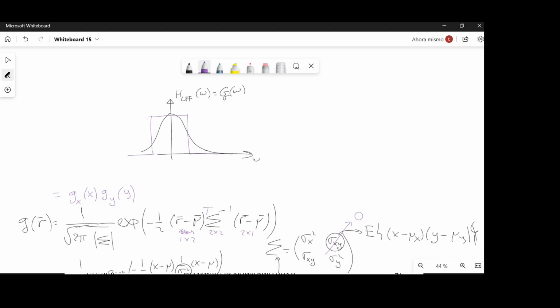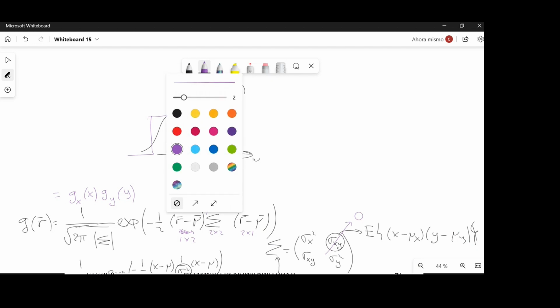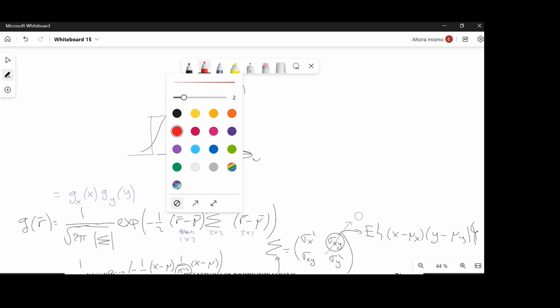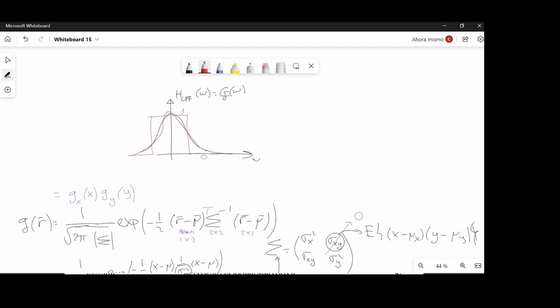So just to keep the low frequencies. But this one multiplies by 1 here and 0 there. And the other one, this one here, it is multiplied by 1 here, but then 0.9, 0.8, and then it goes smoothly to 0. So the one that drops abruptly creates this rippling. The other one doesn't create it.